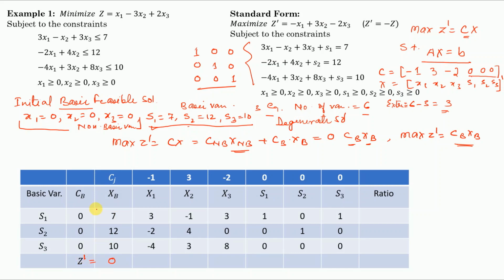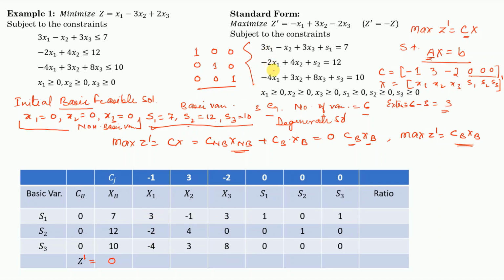You will write it Z dash. Now these are the coefficients and these are the values of the basic variables. Now x1, x2, all these variables are here, and these are the coefficients of x1 in these equations. So you can say this one is basically A. This matrix A is here. So these are the coefficients of x1.